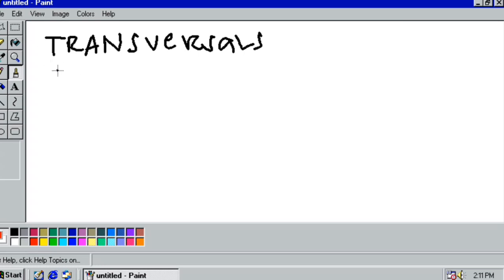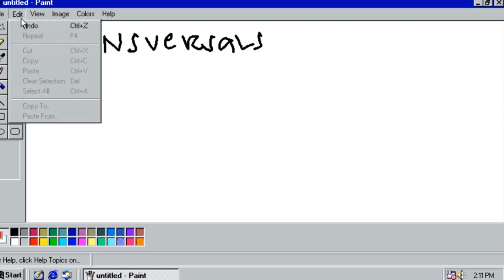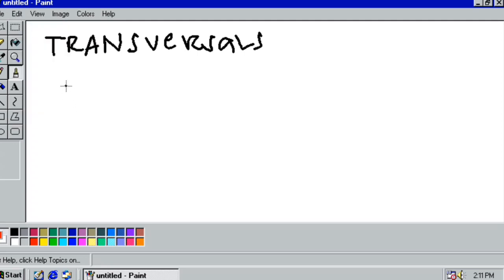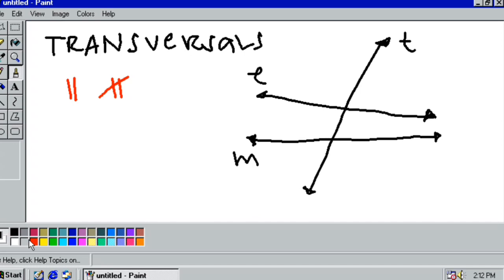So we use this symbol to mean parallel lines, parallel, and we use this symbol to mean not parallel. So let's have a couple examples here. Our transversal here is line T because it intersects both lines, which are L and M.